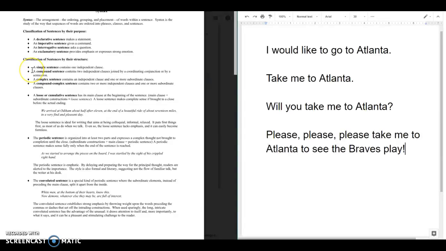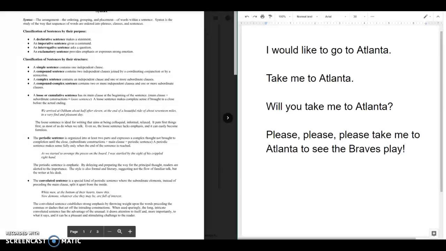Next, we want to look at simple sentences, compound, complex sentences, and compound complex sentences. You can read through the definitions, but just remember that simple sentences are going to typically be your shortest sentences with only one independent clause that can stand by itself. Compound sentences have two independent clauses and they're joined by a coordinating conjunction or by a semicolon. And remember, those coordinating conjunctions are your FANBOYS: for, and, nor, but, and so on.